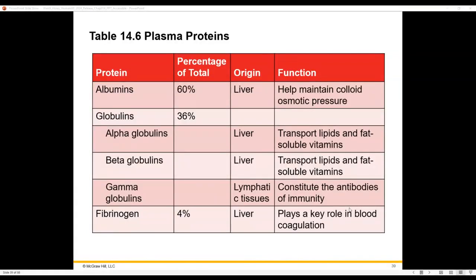Okay, this chart shows you the different types of plasma proteins. The albumins are 60% of what you'll see. They originate from the liver and they help maintain colloid osmotic pressure. The globulins are 36%, and we have alpha and beta. They're both made in the liver. The alpha globulins transport lipids and fat-soluble vitamins, and the beta globulins transport lipids and fat-soluble vitamins. The gamma globulins originate from lymphatic tissue, and they constitute the antibodies of immunity. Fibrinogen is 4%. It originates in the liver, and it plays a key role in blood coagulation.